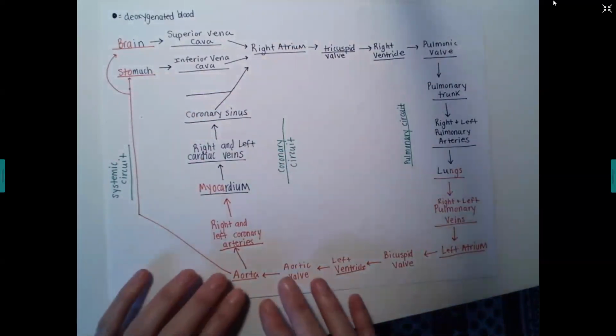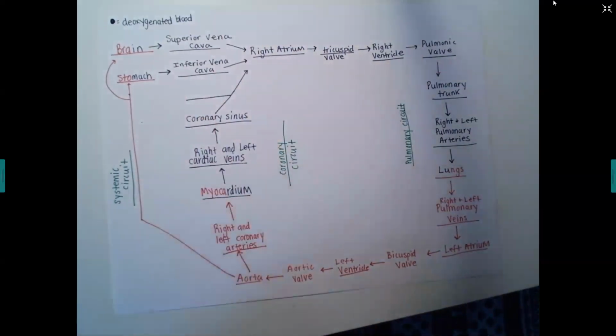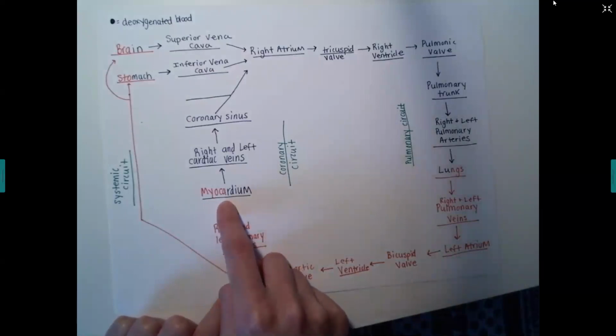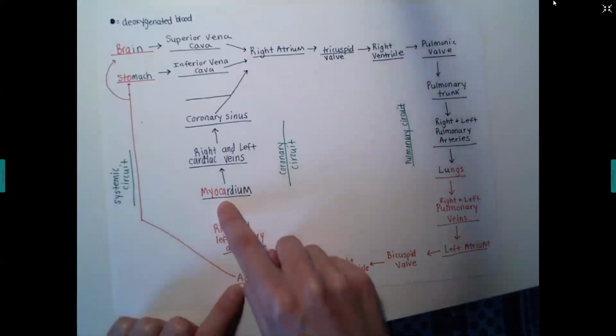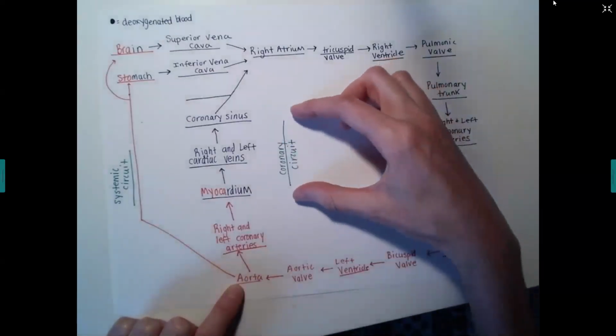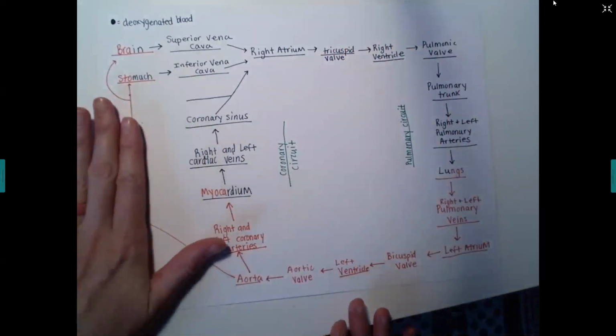And then finally, this middle section that we couldn't really label on our heart the first day is responsible for taking oxygenated blood from the aorta and then delivering it to the myocardium, or the muscle of the heart, so that that muscle can continue to contract and the heart can continue to beat. And therefore, that portion of the circulation is called the coronary circuit. So this area is just describing this section.